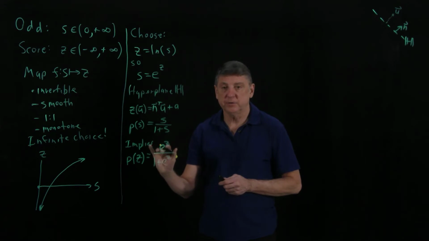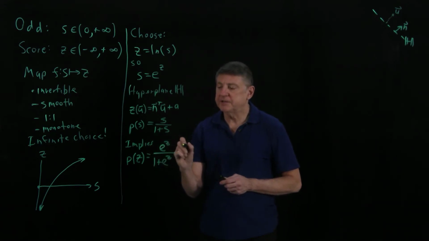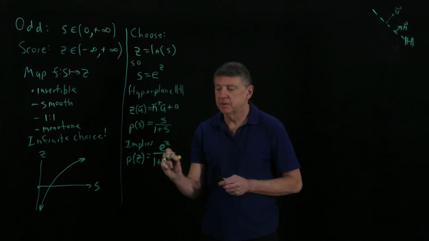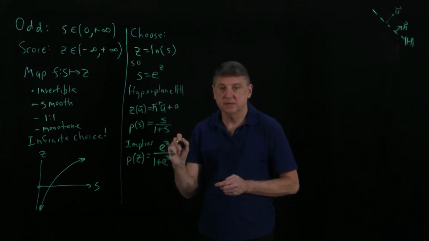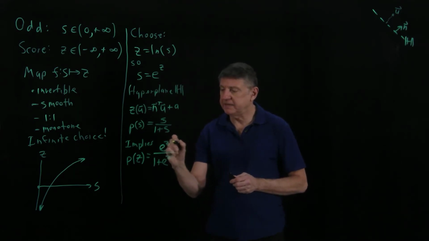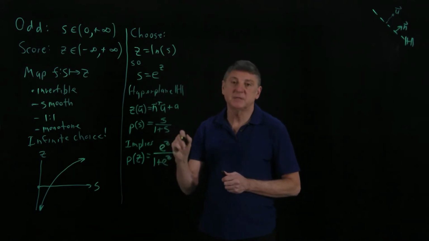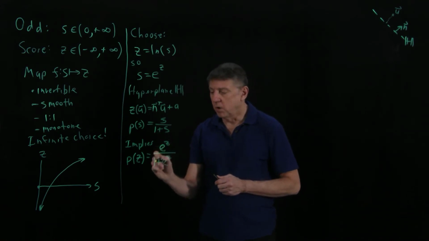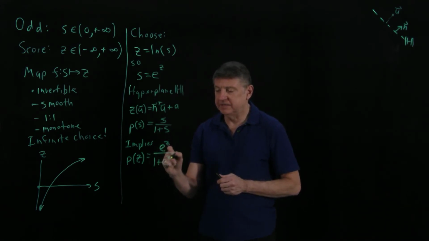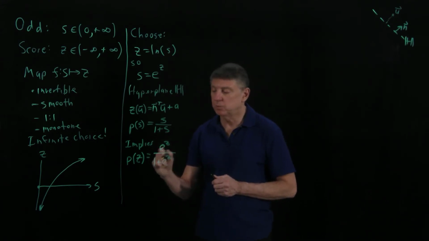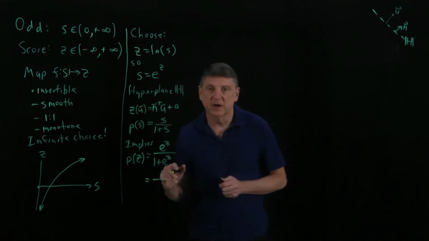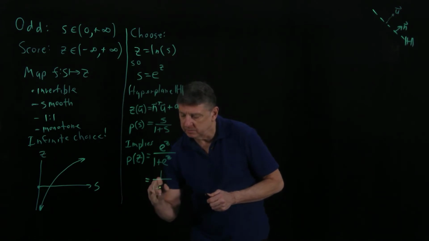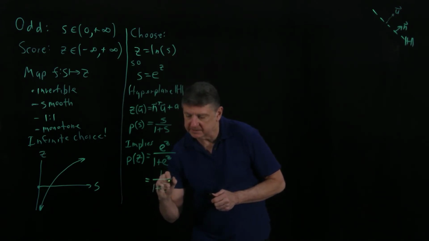The other way that we do it is, imagine that we multiply the top and the bottom by e to the minus z. So if I multiply the top by e to the minus z, e to the z times e to the minus z is 1. 1 plus e to the z times e to the minus z is e to the minus z plus 1. So that is equal to 1 for the numerator, and the denominator is 1 plus e to the minus z.